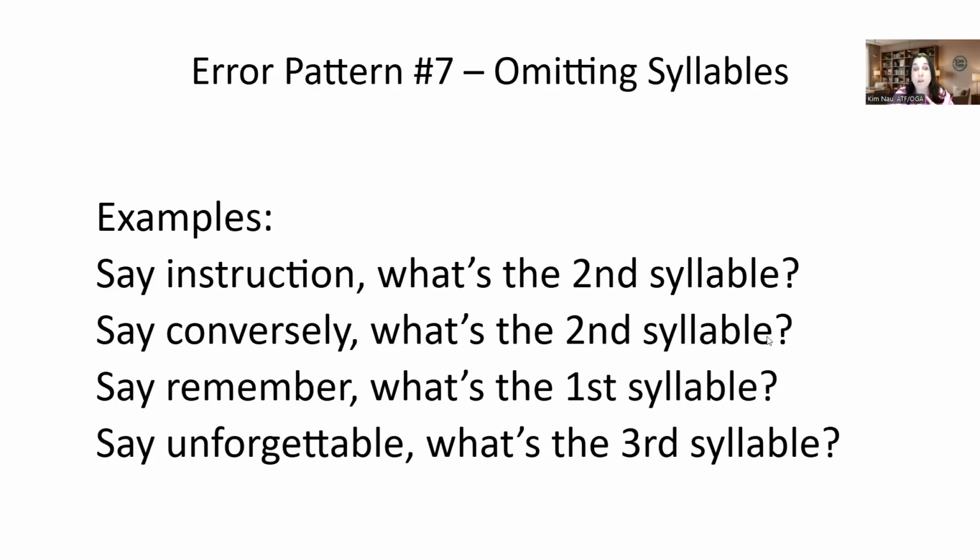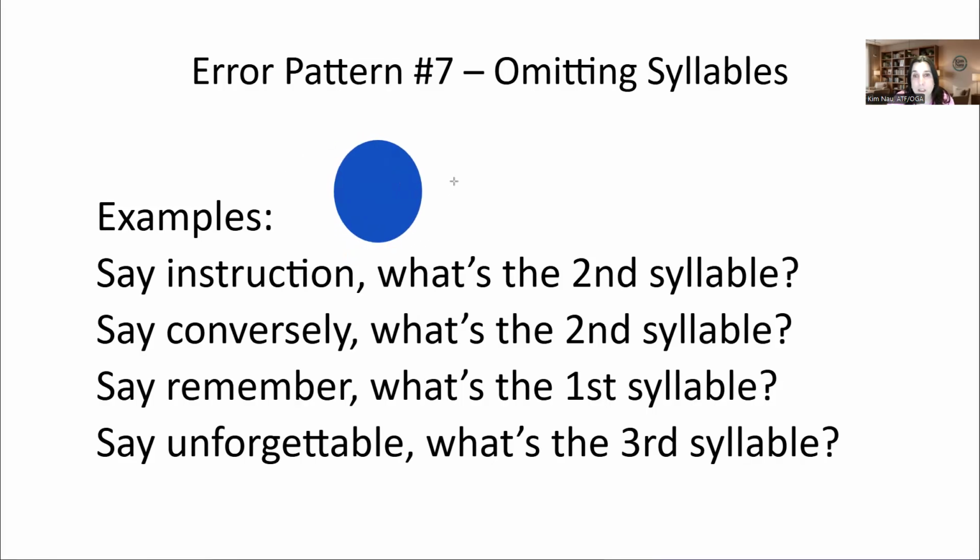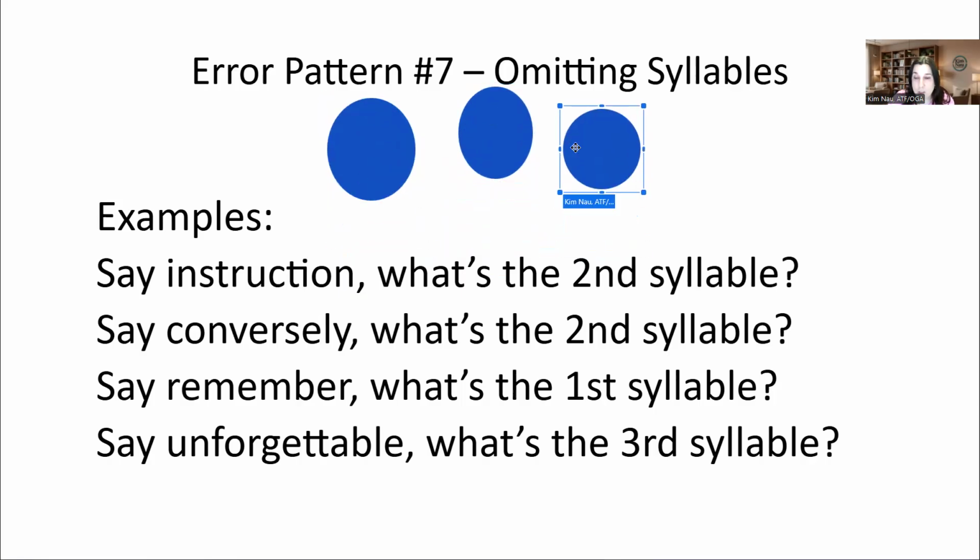Now, sometimes when they're older and you're doing multisyllabic words, sometimes you might notice when they're reading or spelling that they're omitting syllables. So what you might want to do is use counters for each syllable. So for example, say instruction, instruction. What's the second syllable? Struck. You could even color code this and make that second one a different color if you know that that's what you're targeting.